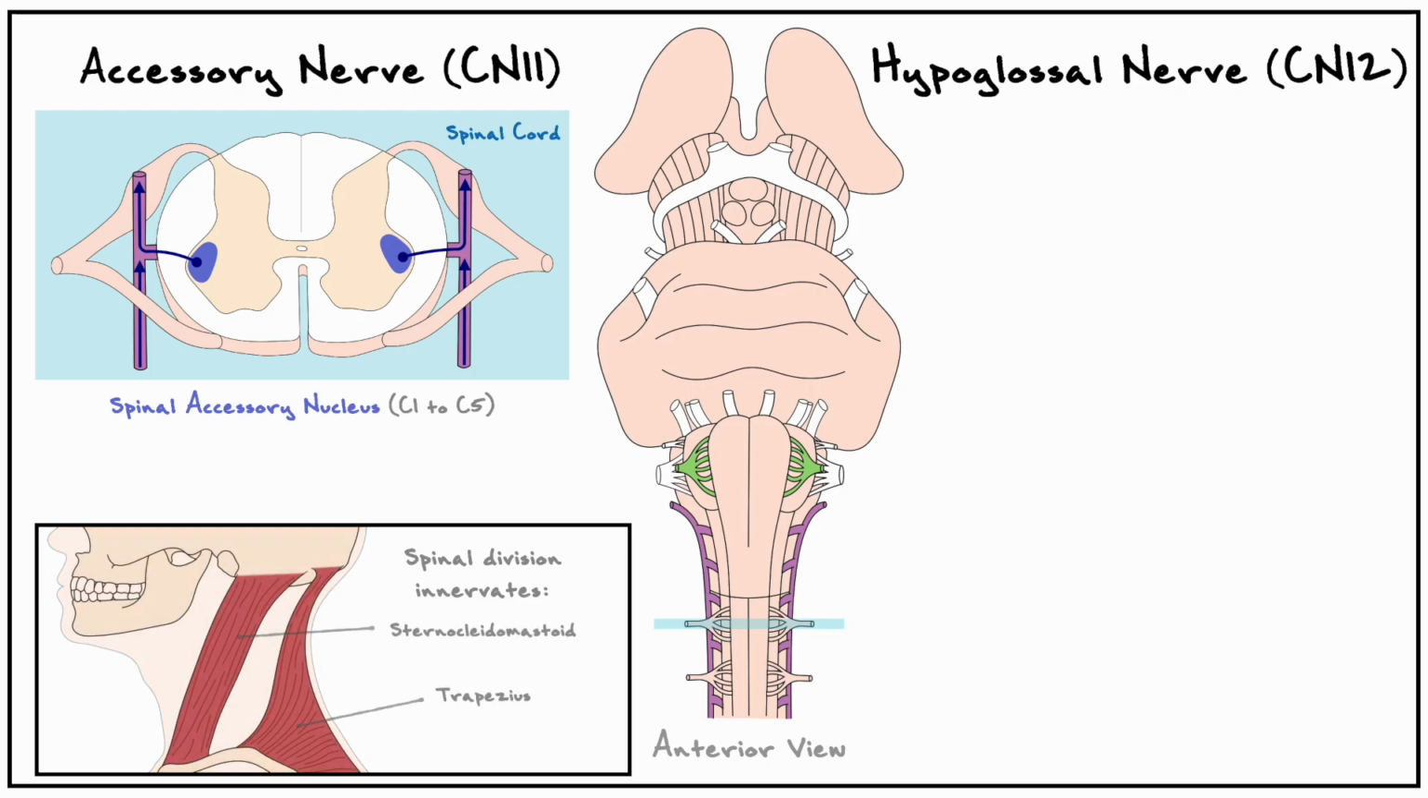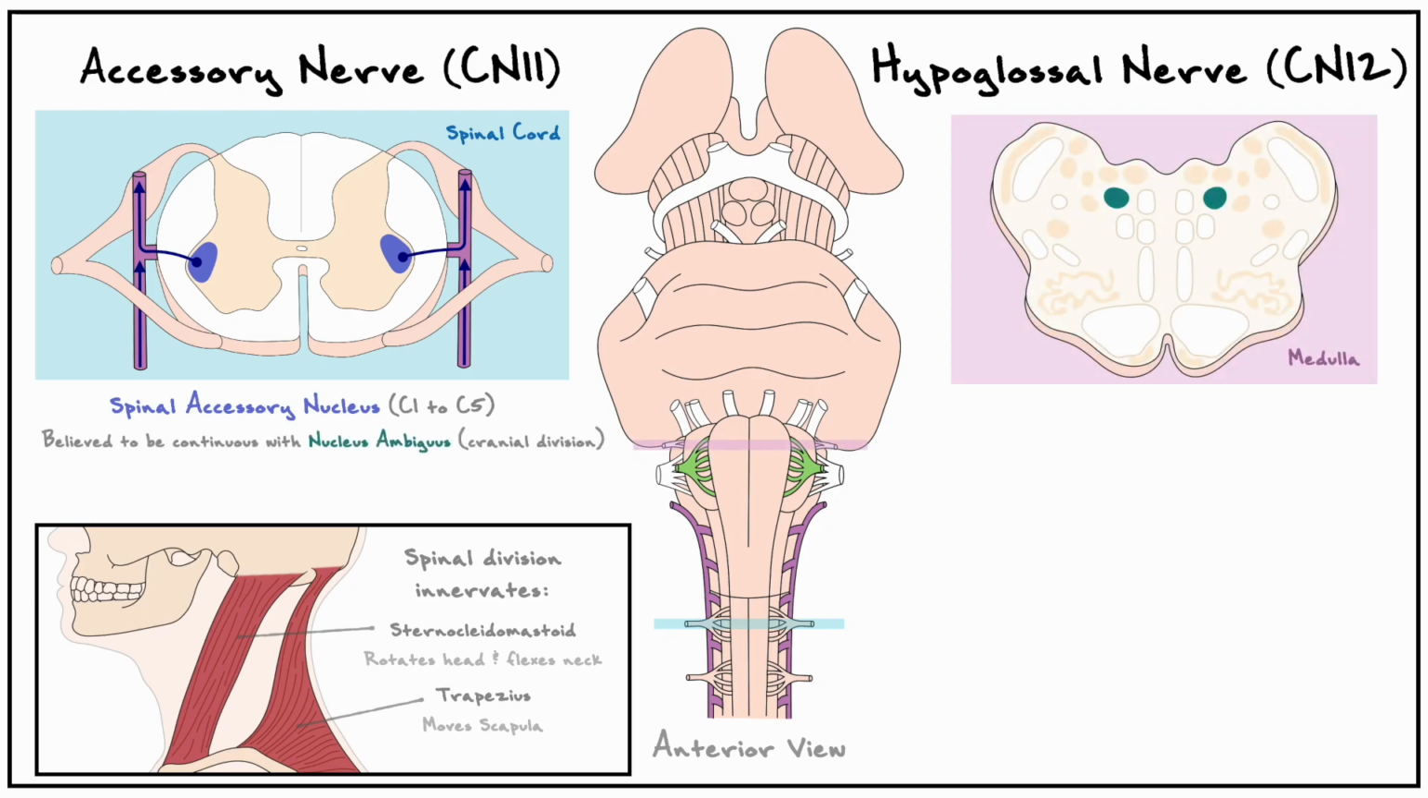When it contracts, the sternocleidomastoid muscle has the function of rotating the head and flexing the neck. When the trapezius contracts, its main function is to move the scapula, also known as the shoulder blade. Now, the spinal accessory nucleus obviously ends when the brainstem begins, but it is believed that this nucleus is continuous with the nucleus ambiguus in the medulla, and that gives rise to the cranial division of the accessory nucleus.